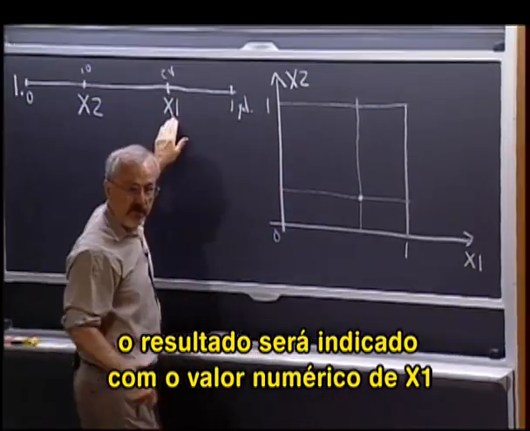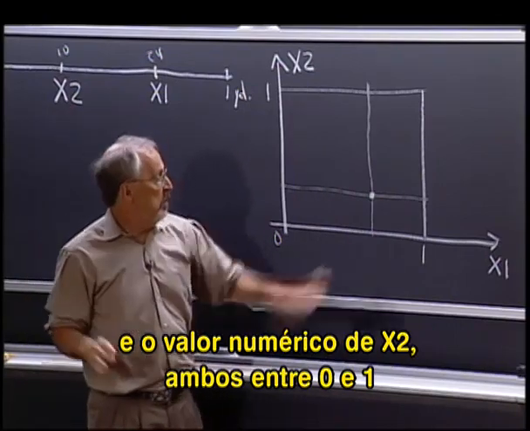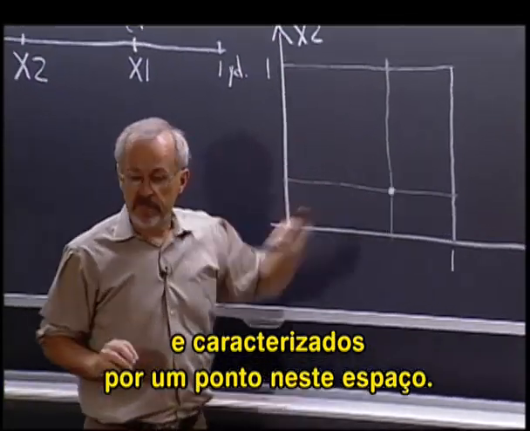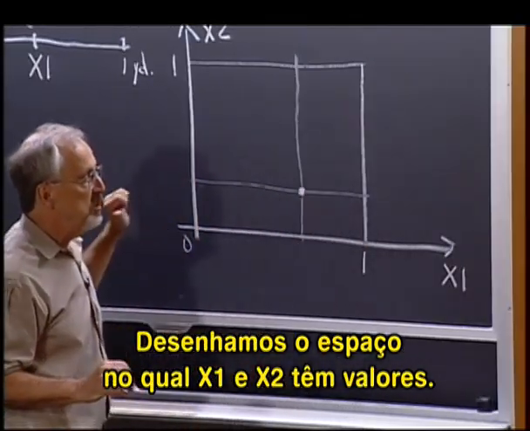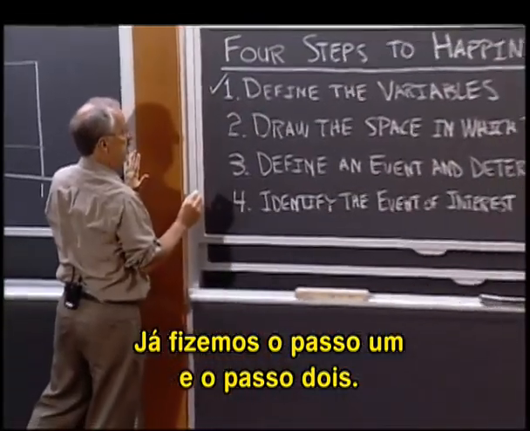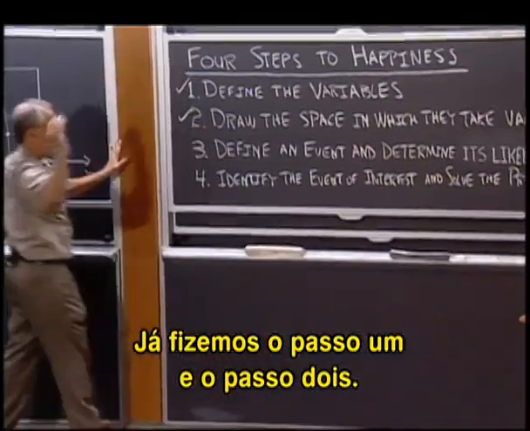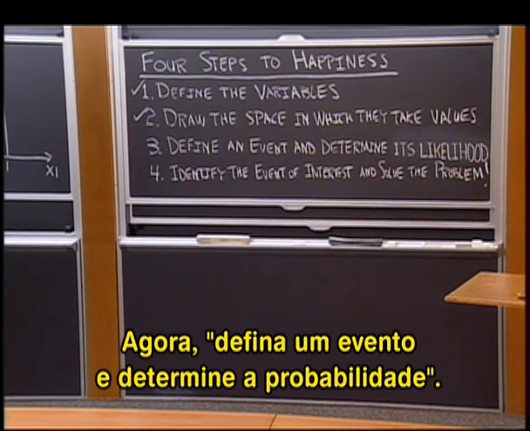So any particular time we run this experiment, the outcome of the experiment is shown by a numerical value for x1, a numerical value for x2. Both are between 0 and 1, so they're characterized by a point in this space. So we have now drawn the space in which x1 and x2 take on values. So we have done step 1. We have done step 2. Now define an event and determine its likelihood.